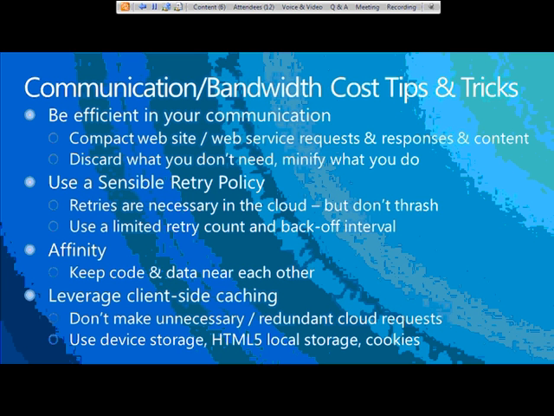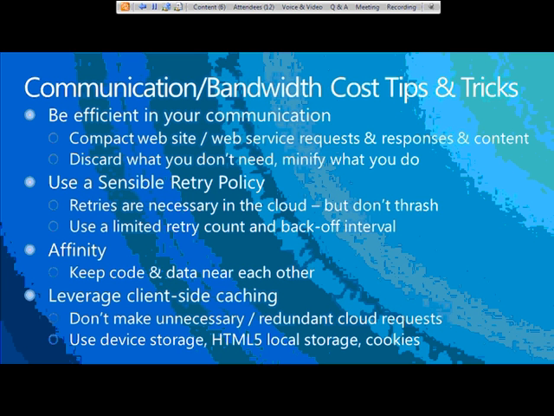Affinity. It's a really good practice to keep data and the code that accesses it near each other, wherever that place is. It could be in the cloud, it could be on-premise. But when that's not the case, you're doing all this communication over the internet that not only may hurt you in terms of performance, but it's going to cost you.